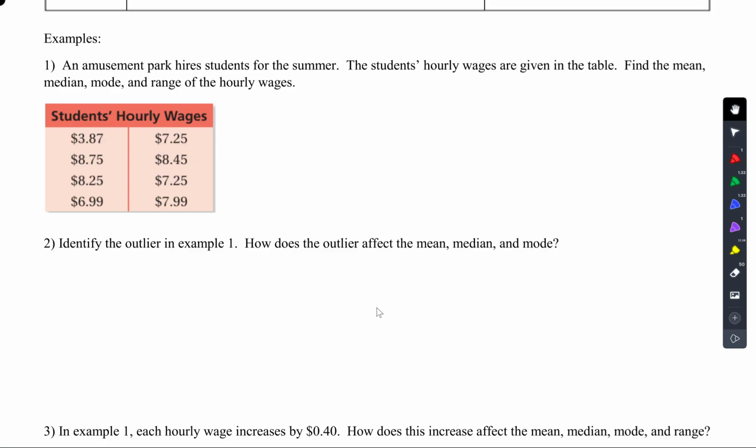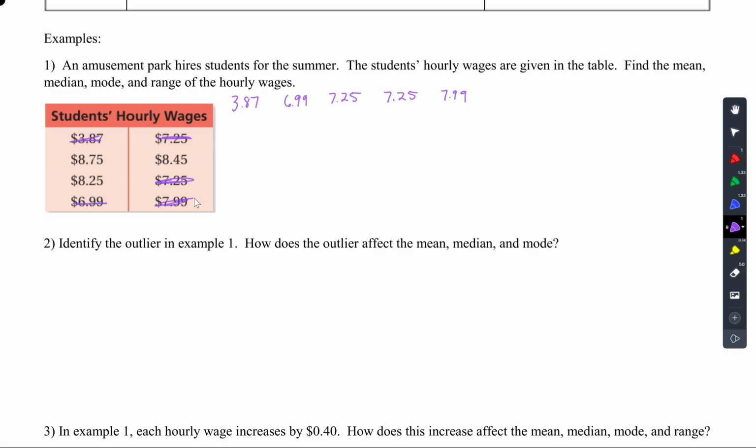Basically, I usually write it in order first. You don't have to for the mean, but I usually do. This part's the most annoying in my opinion. You're going to go least to greatest. So it would be 6.99, and then you would do 7.25, and another 7.25. The ones that are repeated, don't discredit those. Actually write them out.